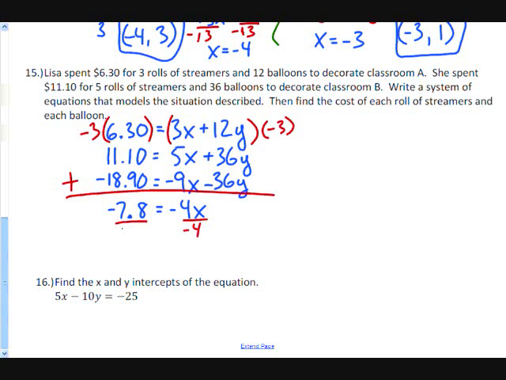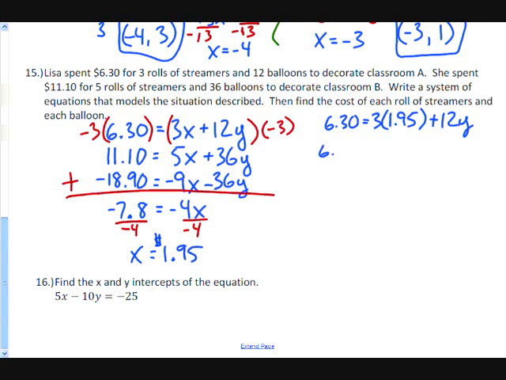And now I can finish solving for x. I divide each side by the negative 4, and I'm going to find out that x equals $1.95. So $1.95. That is for the rolls of streamers, but I need to find out how much the balloons cost. So I've got to plug this back in. I'm just going to plug it into the first equation.